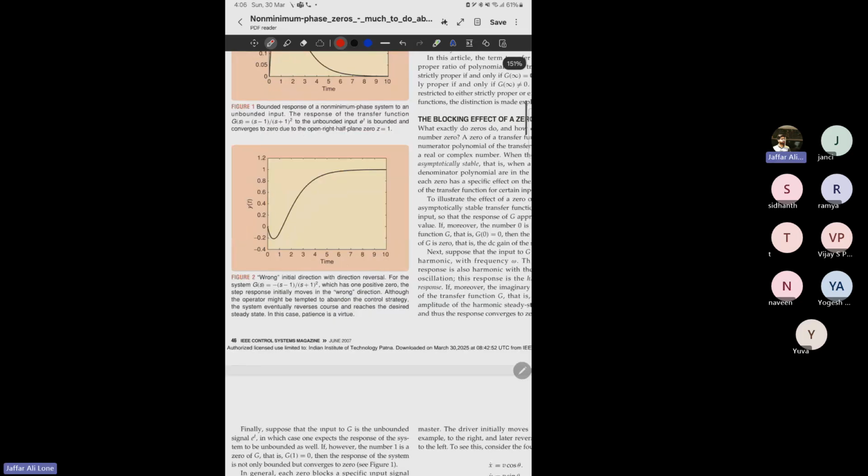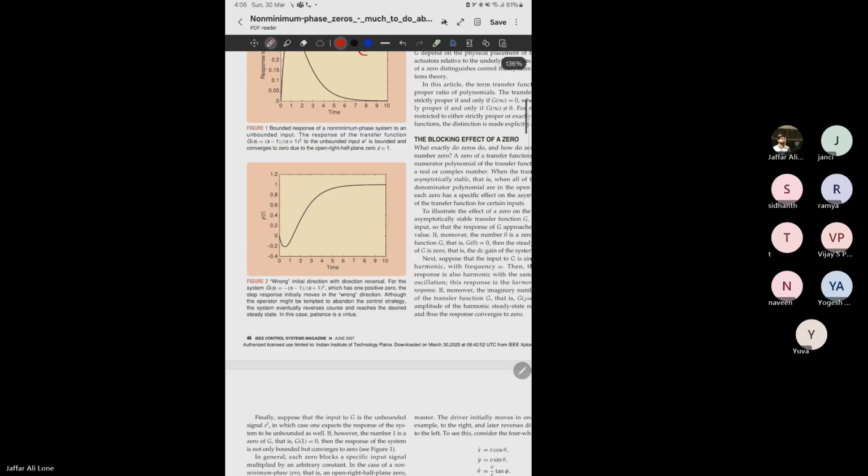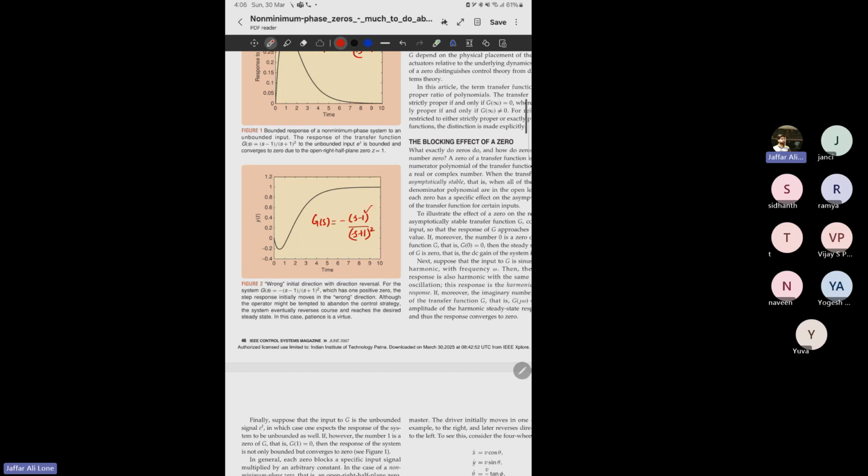The other property is this. If you see figure 2, the system is G(s) = -(s - 1)/(s + 1)^2. So this is the system. For this system, which has one positive zero, we can see the step response. We are giving a unit step to it, and the step response initially moves in the wrong direction. Although the operator might be tempted to abandon the control strategy, the system eventually reverses course and reaches the desired state. So in this case, patience is a virtue.